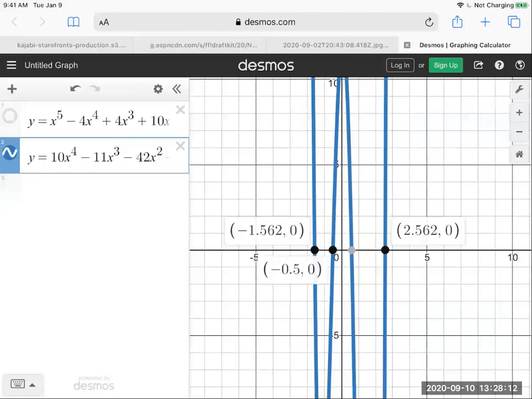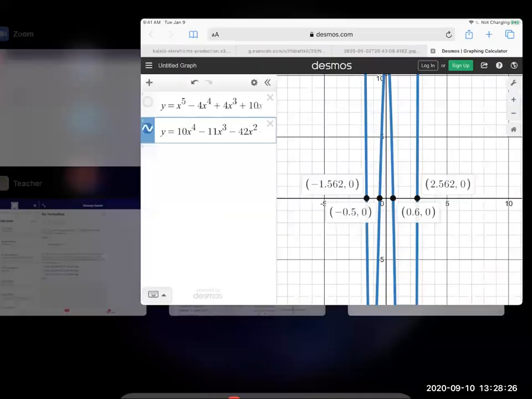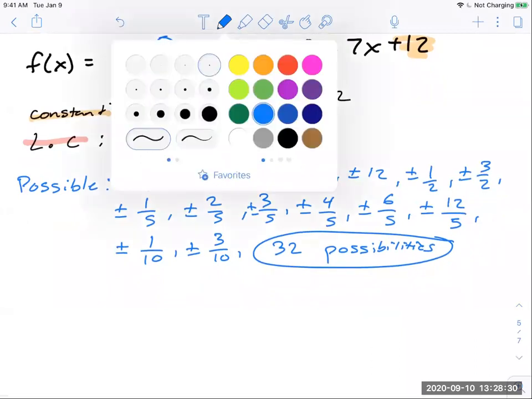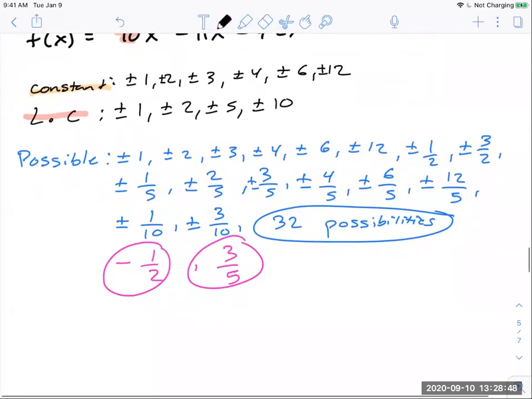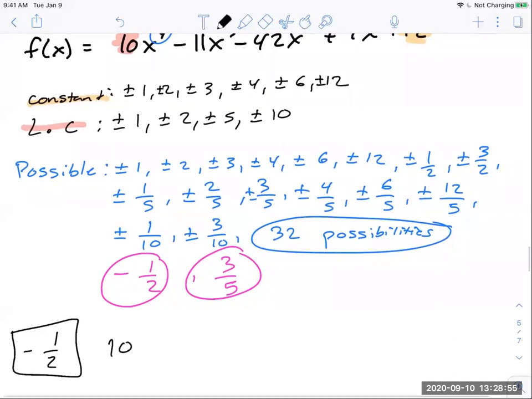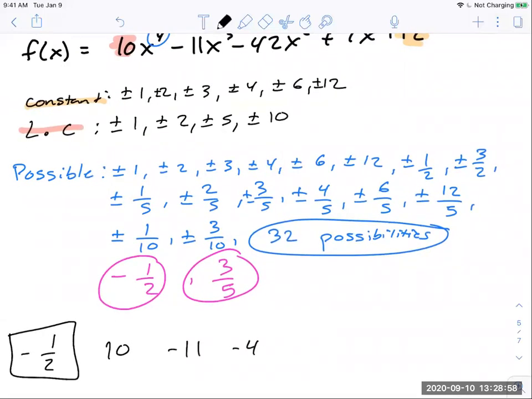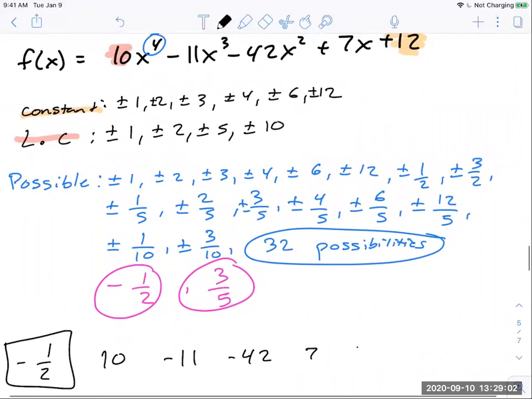However, I can find this one, which is a -1/2, and I can do this one, which is a +3/5. So if I go back, I am going to use -1/2 and a +3/5. I'm just going to go with the half first. My numbers are 10, -11, -42, 7, and 12.